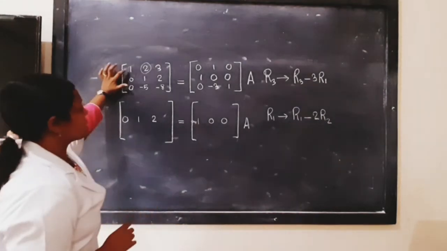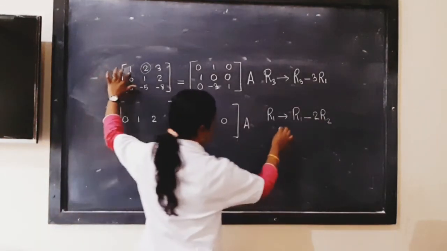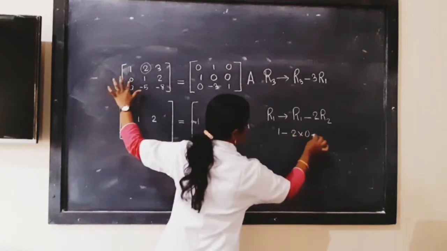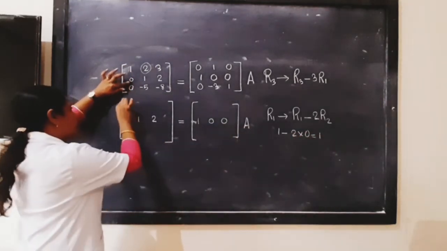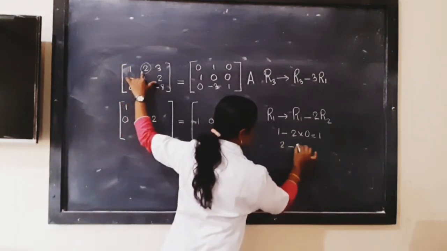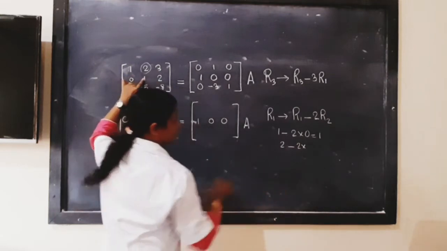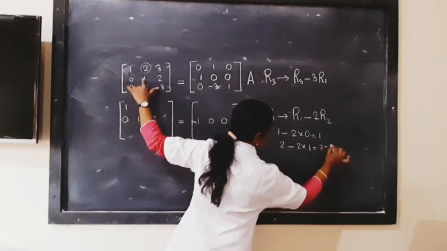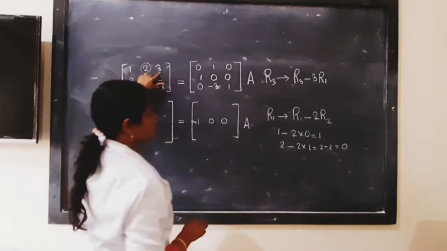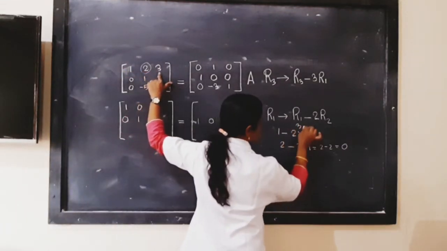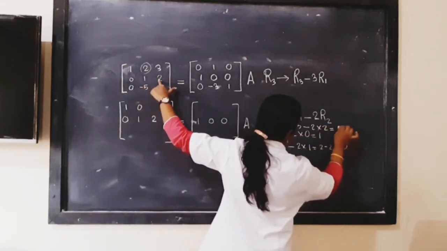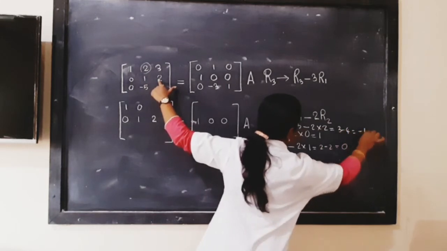Here the first element is 1, so we write R1, 1 minus 2 into R2, which here is 0. We get 1, so we write 1 here. Next element is 2, so we write R1, 2 minus 2 into R2, which is 1. That is 2 minus 2, equal to 0, so we write 0. Next element 3, so we write 3 minus 2 into R2, here 2. So we get 3 minus 4, that is equal to minus 1.